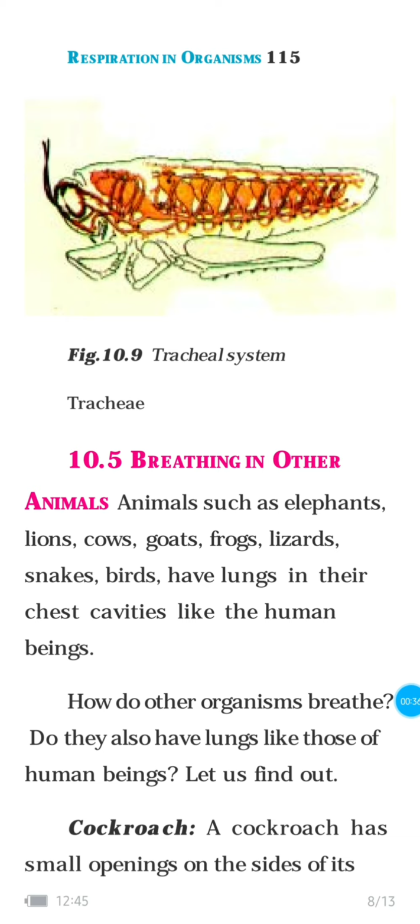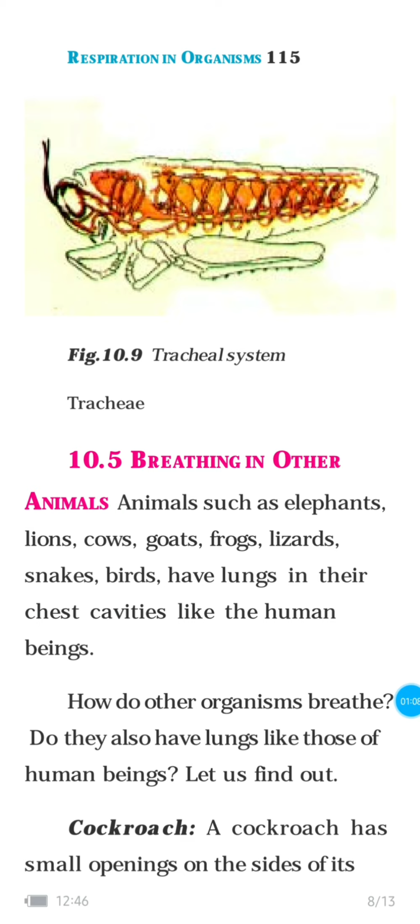Let us find out. First, a cockroach. A cockroach has small openings on the sides of its body. Other insects also have similar openings. These openings are called spiracles. So what are the openings called? These are called spiracles. Insects have a network of air tubes called tracheae for gas exchange.